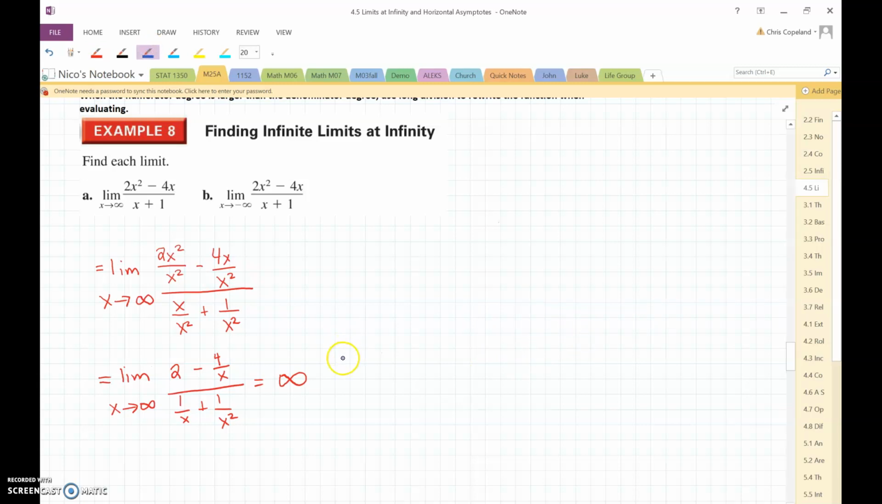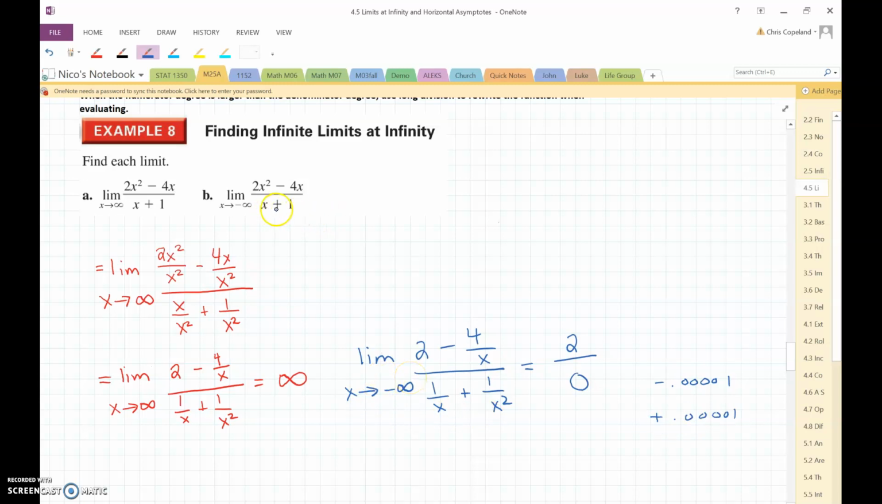Okay, part B, it's the same function. So I'm going to use this reduced function and then evaluate the limit as x is approaching negative infinity. So this time, the numerator would still be 2. The denominator is still going to be 0, but it's actually really difficult to evaluate whether it's going to be a really, really small negative value or a really, really small positive value.